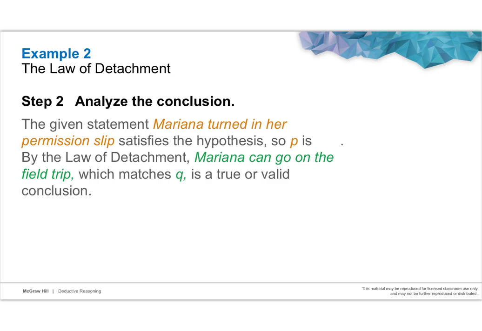Step 2 is asking us to analyze the conclusion. So the given statement, Mariana turned in her permission slip, does satisfy the hypothesis, so P is true. And by the law of detachment, Mariana can go on the field trip, which is matching our Q, our conclusion. And so that is a valid conclusion.